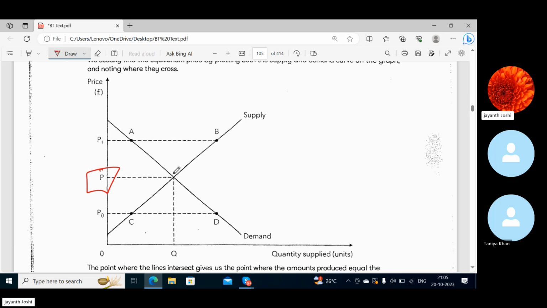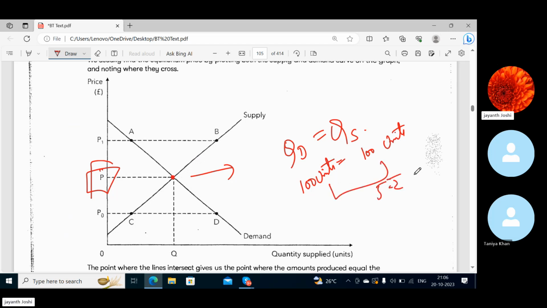And the quantity supplied is the same, or I can say the point at which the demand curve meets the supply curve. That's called the equilibrium price. The price at which the quantity demanded, that is 100 units, and the quantity supplied is also 100 units. The price at which this is happening is, let's say, 5 rupees. So can I say this 5 rupees is my equilibrium price? Yes or no?